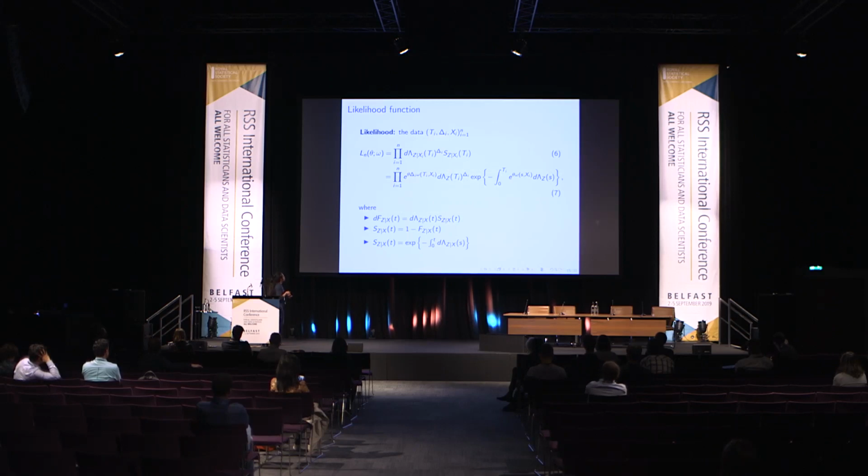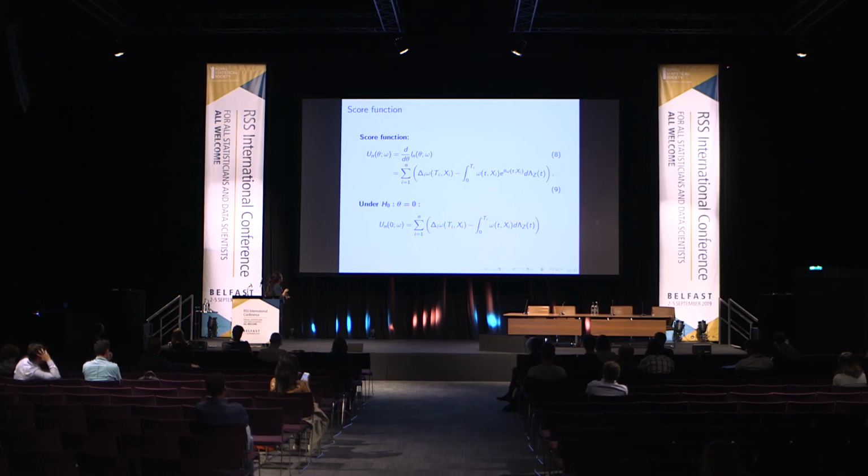So just to illustrate, here is the likelihood for right-censored data. This is a standard thing. You can derive the likelihood, and then derive the score function by taking the derivative of the log likelihood, the function I show you here. You do that, you obtain this form. And if you evaluate at theta equals 0, you get this sort of discrepancy.